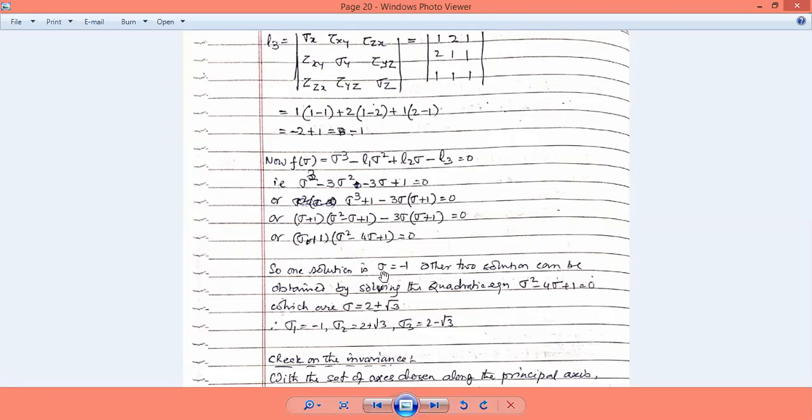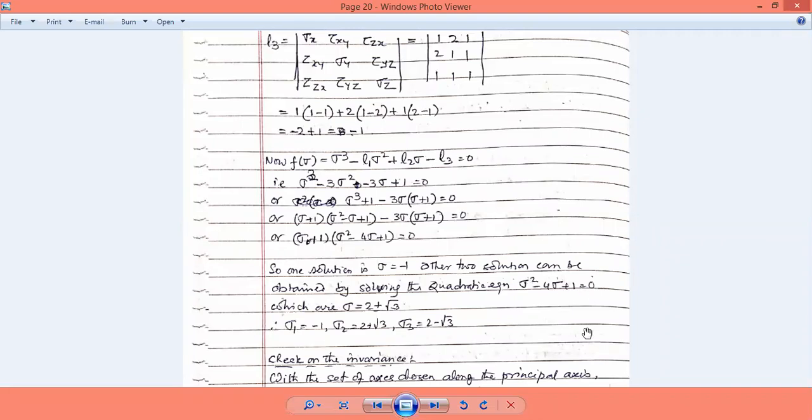So one solution is sigma equals -1, and the other two solutions can be obtained by solving the quadratic equation here, that is sigma squared minus 4 sigma plus 1, where a is equal to 1, b is equal to -4, and c is equal to 1.